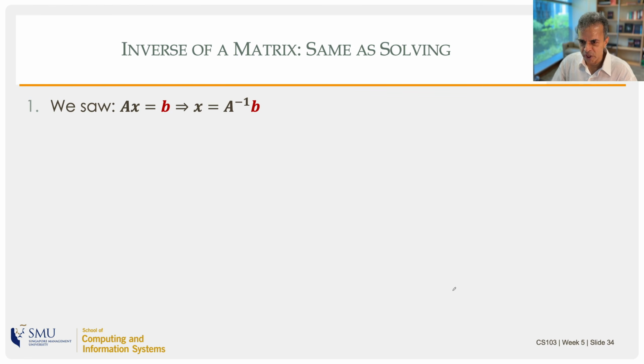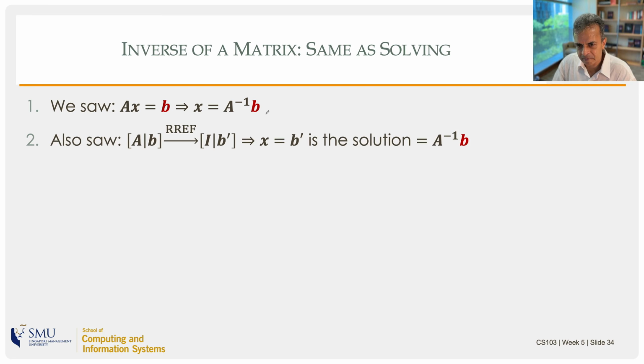First step, we saw that Ax equal to B basically means X is A inverse B. We also saw that augmented matrix [A|B], when you do RREF, will become [I|B'], with the result that X is actually B'. This also we saw. So B' is a solution, A inverse B.